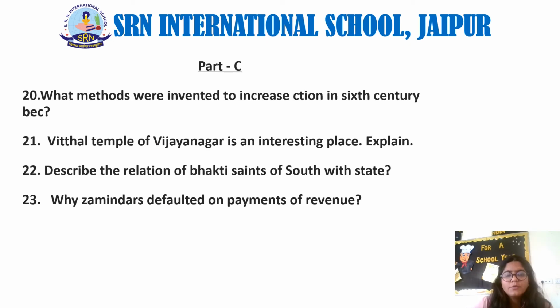Now we have come to part 3, that is part C, or section C of the paper. Now the very first question is, what methods were invented to increase agriculture production in 6th century BCE? This question has been taken from the second chapter, that is Kings, Farmers and Towns.